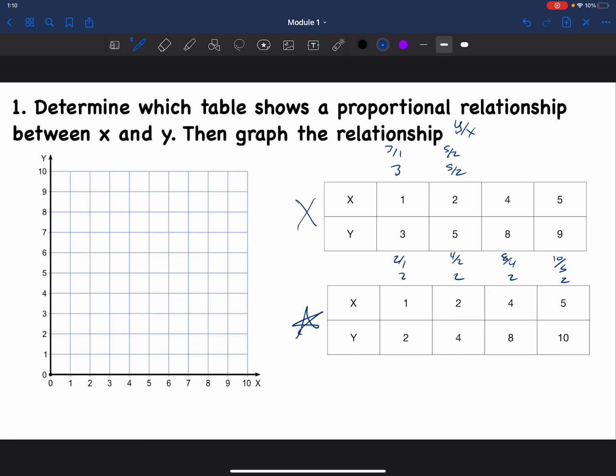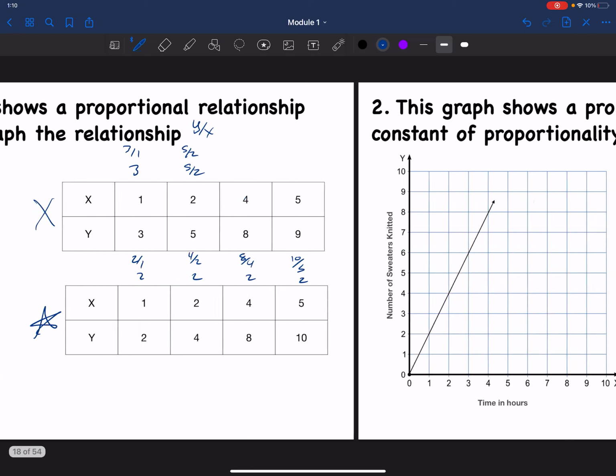So my first point is x is at 1, y is at 2. Then I've got 2, 4. Then 4, 8. And then 5, 10. So I've graphed that table. Let's go on to number 2.